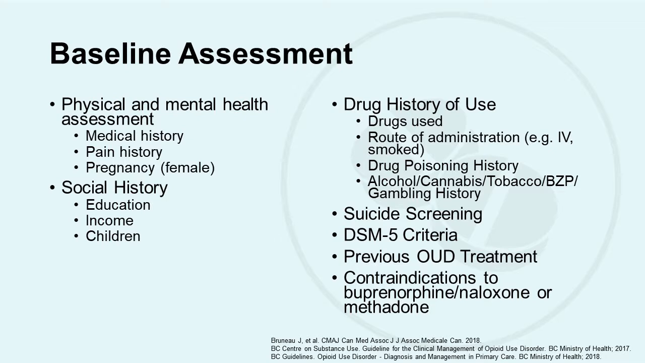In the right-hand column, we see OUD-specific assessments. It's important to note the history of opioid use and which opioid is currently being used. For example, the use of fentanyl may indicate a higher tolerance and a higher dose of OAT needed. Previous OUD treatment may also guide treatment choices.